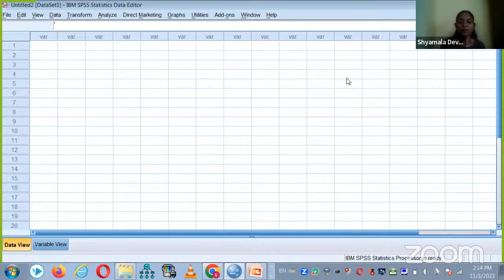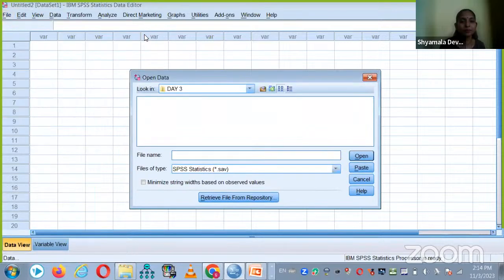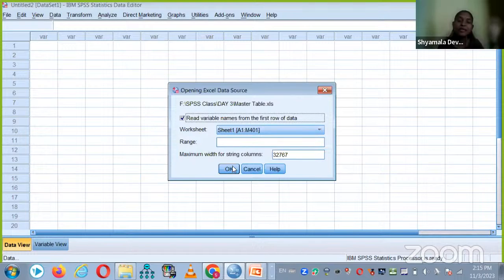Okay. So now I'm going to import the Excel file to SPSS. If you want, you can check the steps one more time because we discussed them last day, but still. So file, open, data. Under the directory folder, I have my Excel sheet, but it's still not opening because the file type here is SPSS. So I have to change the file type to Excel. Now the Excel file will be shown. I have to select this master table and then open. So I have the master table in sheet 1.